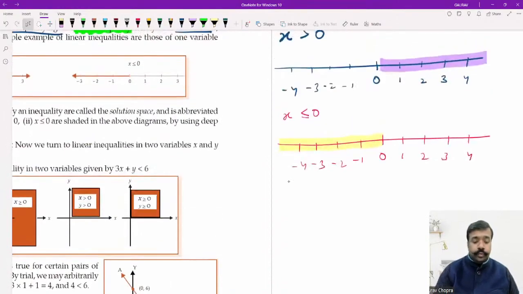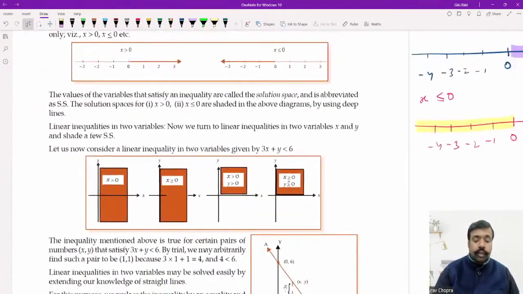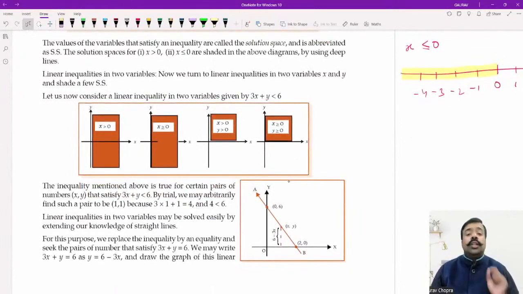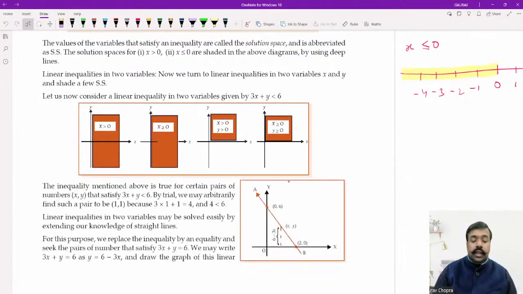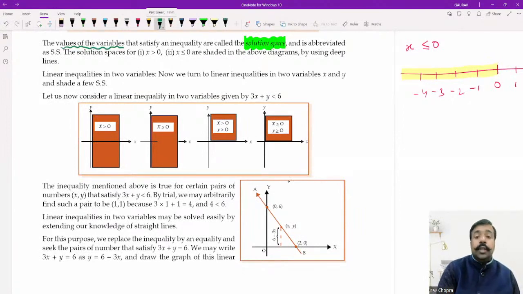So now we are going to discuss the terminology, how we use the terms here. The values of the variable that satisfy an inequality are known as the solution space. What is a solution space? Solution space means the values of the variable that satisfy an inequality. Whenever the values satisfy the inequality, it is known as the solution space. In short, it can be written as SS.